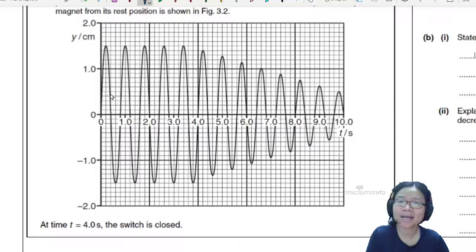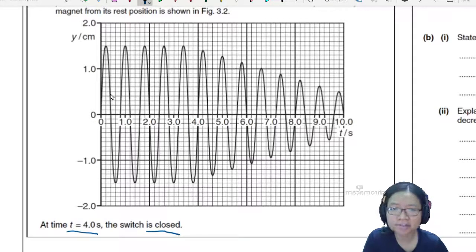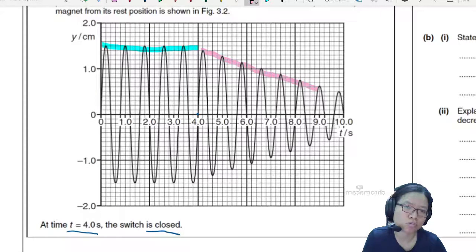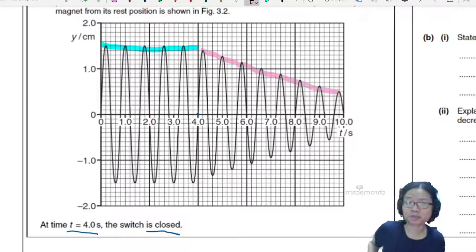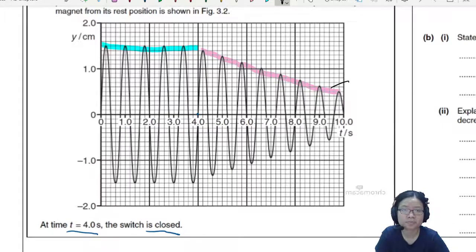Okay? So at 4 seconds, the switch is closed. Notice that after this 4 seconds, the amplitude begins to decrease. See, the amplitude was fairly constant all the way here, and then right after 4 seconds, the amplitude will drop, drop, drop. If you've already learned chapter 13, oscillation, you will recognize that this is a form of damping, or the oscillation is losing energy.